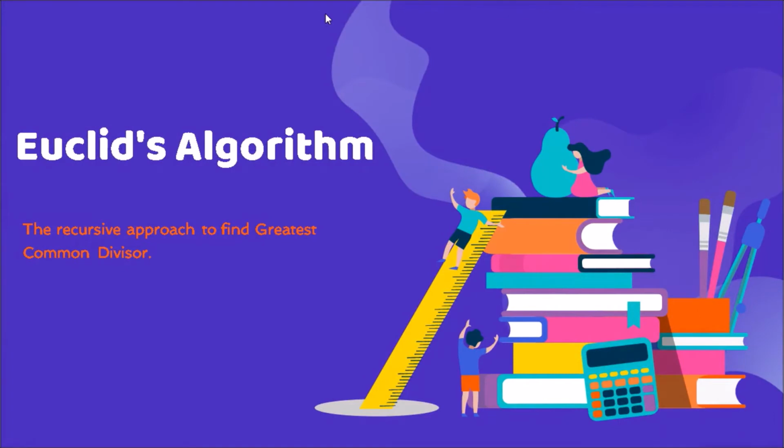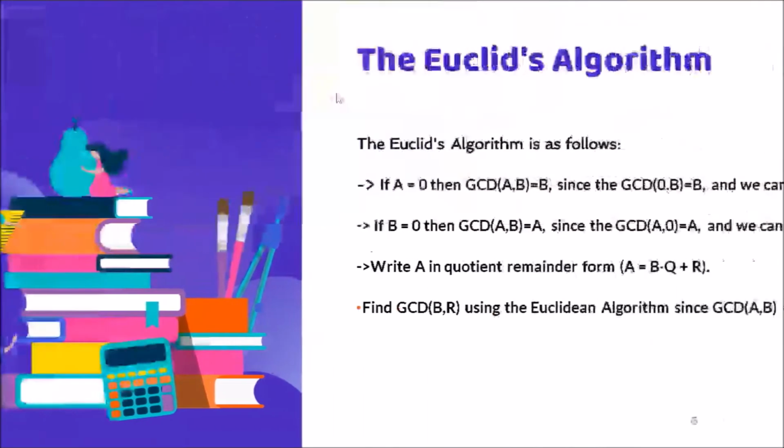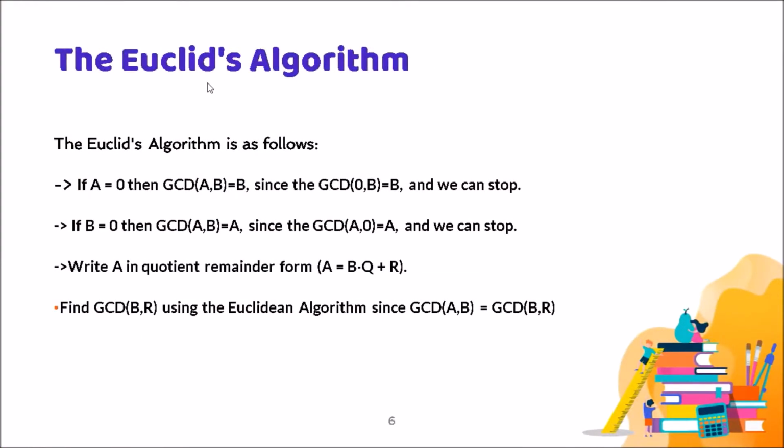So what is Euclid's algorithm? Euclid's algorithm is the recursive approach to find the greatest common divisor. Let's see the implementation of Euclid's algorithm. What does the algorithm say? The algorithm says that if either of a, b is 0, then we simply return the other number, let's say n. We return n, as the GCD of any number with 0 will be the number itself.